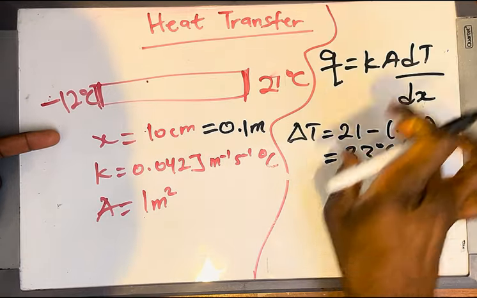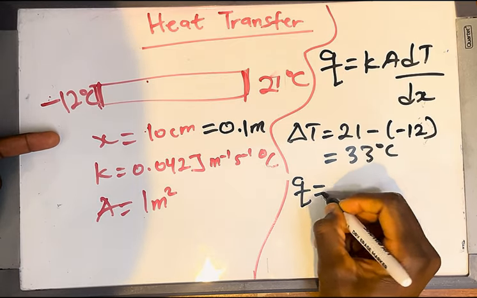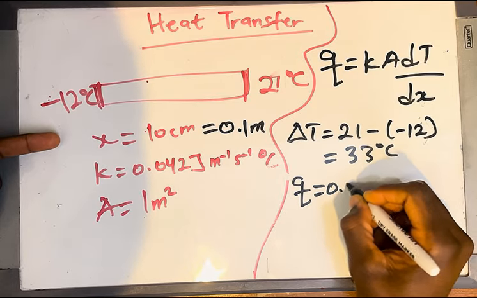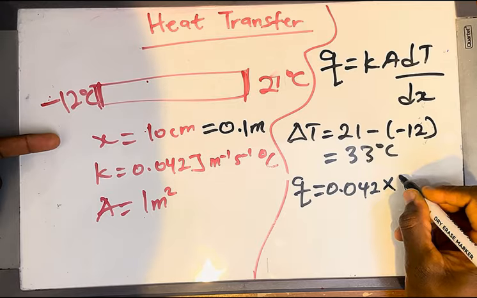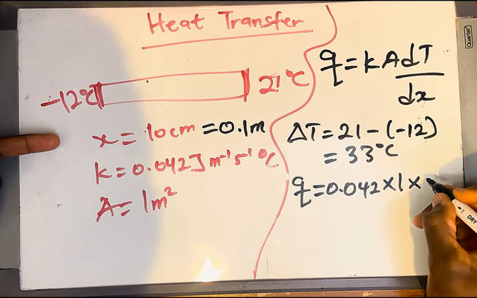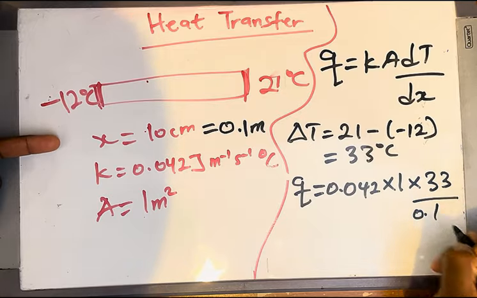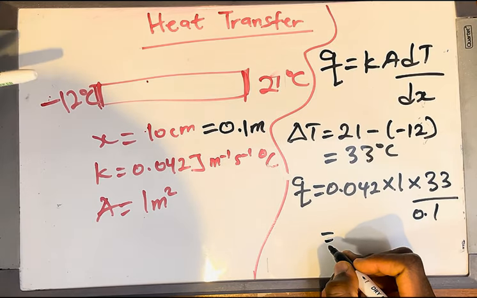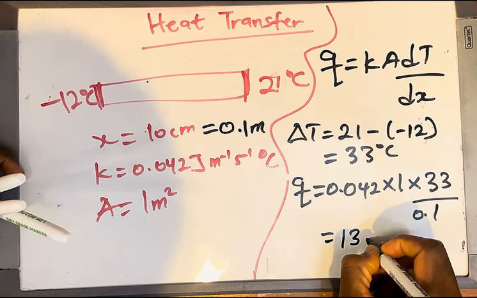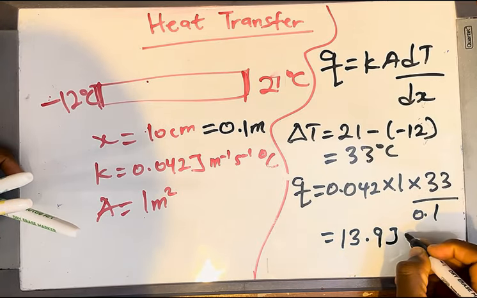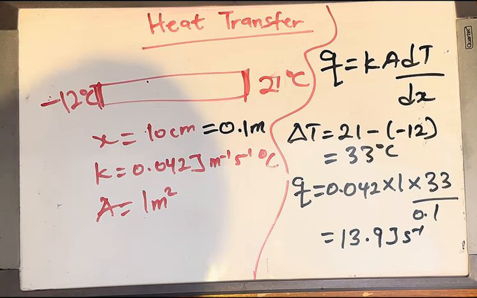So let's fix everything into Fourier's equation. Our rate of heat transfer Q would be equal to k, which is 0.042, times our area, which is 1, times the change in temperature, which is 33, over the thickness, which is 0.1 meters. And at the end, we will have the final answer to be 13.9 joule per second. So this will be our final answer.